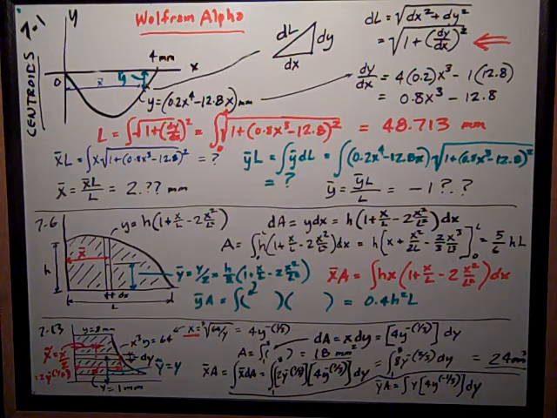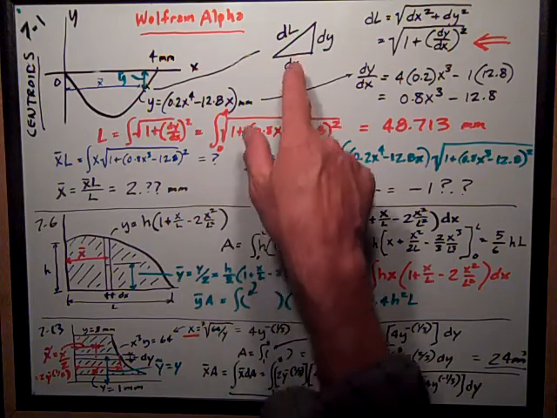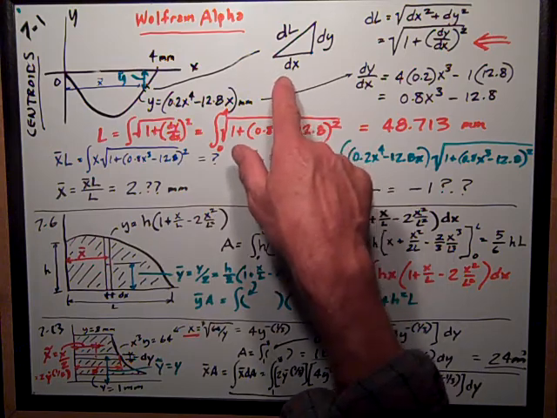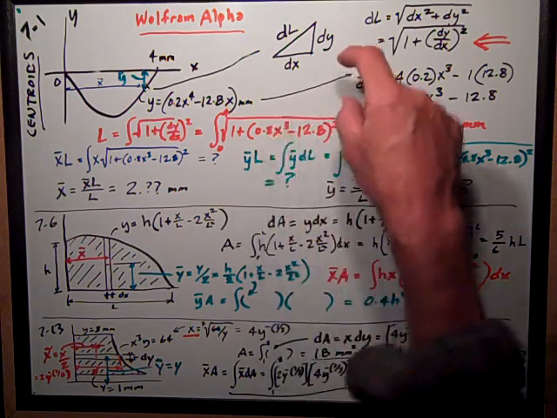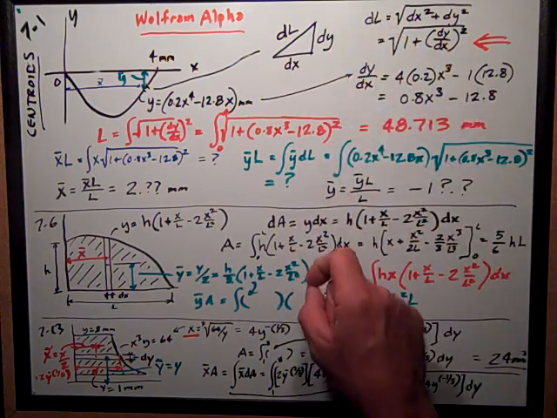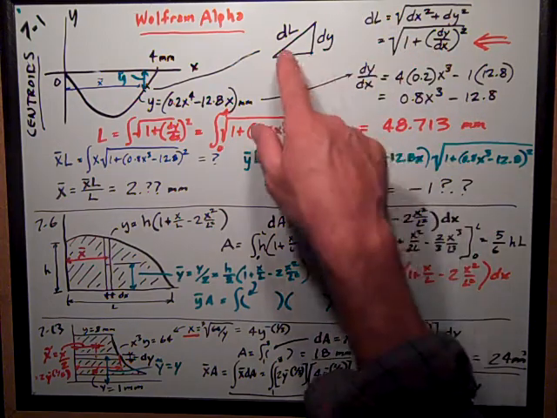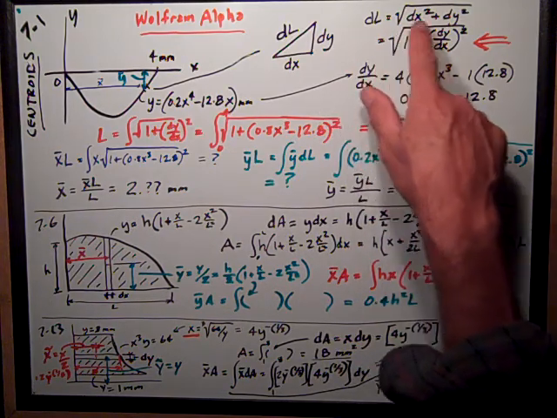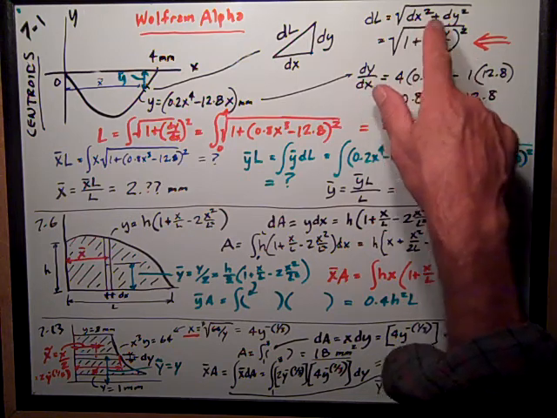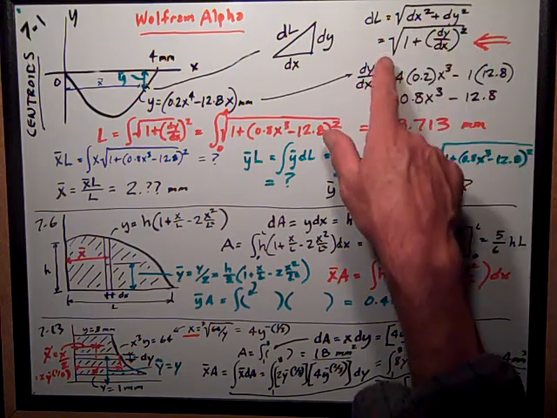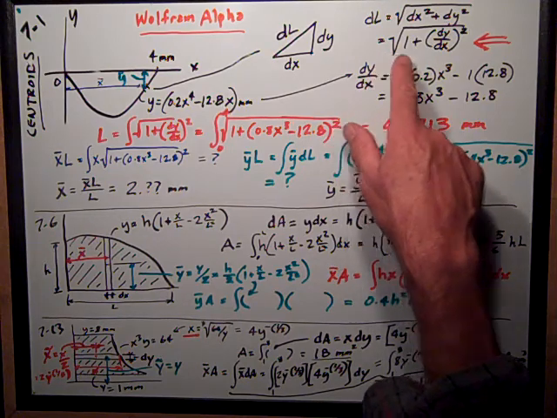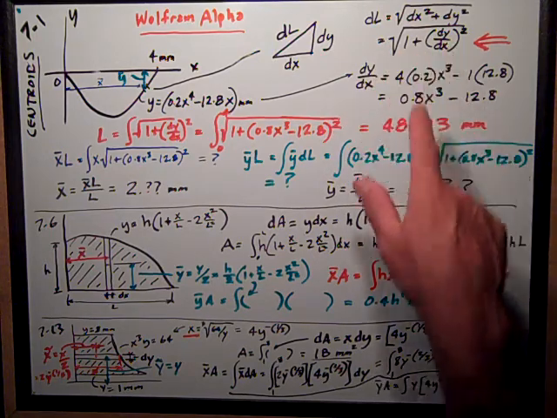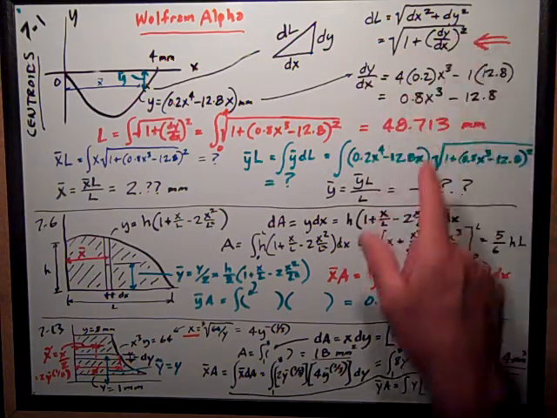Okay, we start with the fact that any elemental segment of the line, dL, shown right here, is composed of dx in the horizontal and dy in the vertical. Just like any right triangle, the length of dL is equal to the square root of the sum of the squares, dx squared plus dy squared. So we can rearrange that as it shows in the textbook, and we come up with dL is equal to the square root of 1 plus (dy over dx) squared.